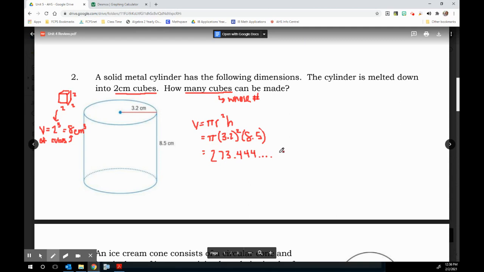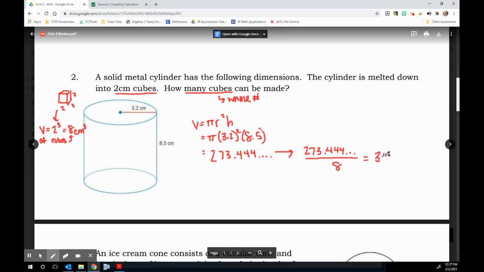273.444, et cetera. So I'm going to take that 273 and change, and I'm going to divide it by the 8 that we had gotten before for the cubes. So 273.4. Again, not rounding. If you're doing this in your calculator or in Desmos, just use the answer they gave you so you don't round prematurely. But we're dividing that by the volume of the cubes, which we had found first to be 8.